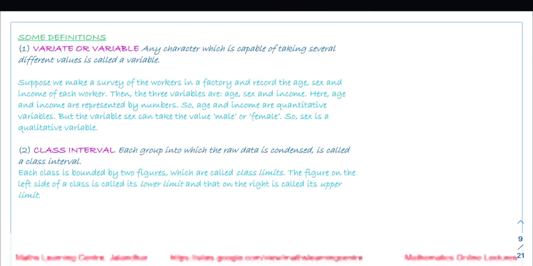Next are some definitions. The first definition is variate or variable. Any characteristic which is capable of taking several different values is called a variable. As an example, suppose we make a survey of workers in a factory and record the age, sex and income of each worker. The three variables over here are age, sex and income, because corresponding to each worker we will have a different value of age, sex and income.